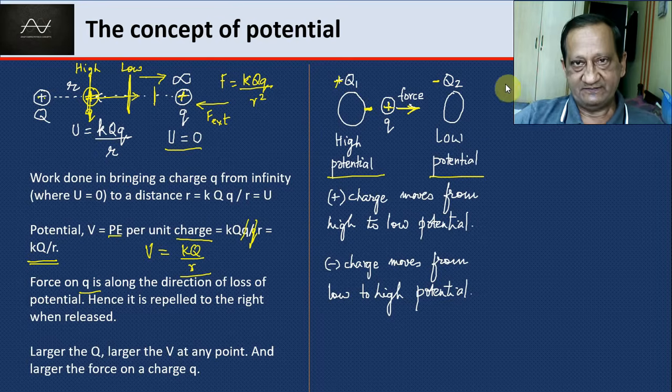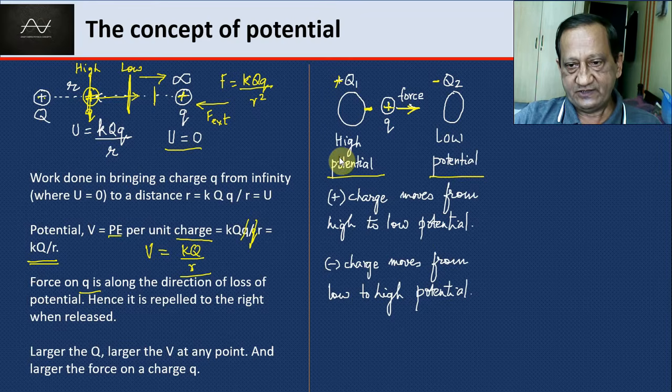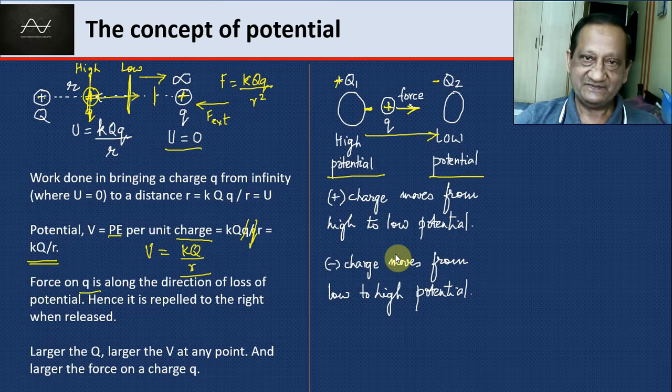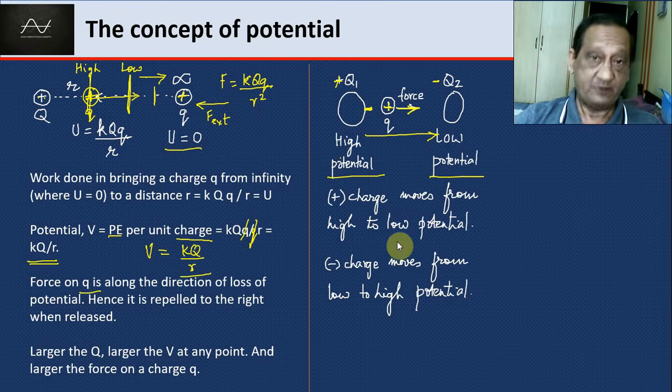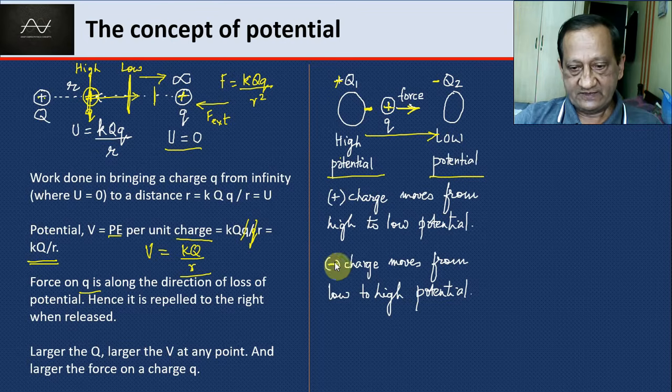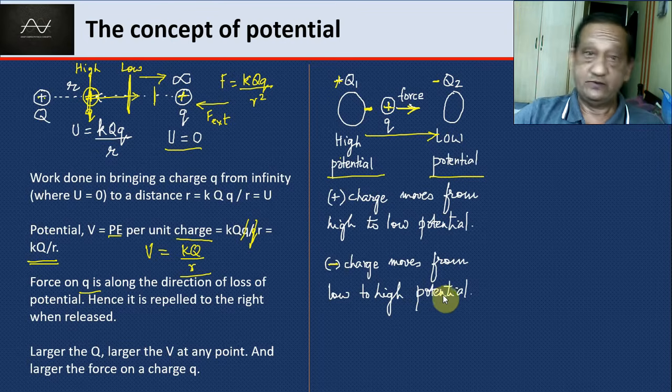Absolutely correct. But think in terms of potential. This is high potential, this is low potential. In this direction, the potential is reducing. The force on a positive charge is along that direction. So please note, guys, a positive charge will move from high potential to low potential, and that is spontaneous. And a negative charge will move from low potential to high potential.